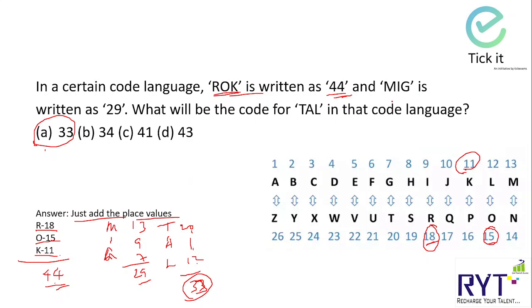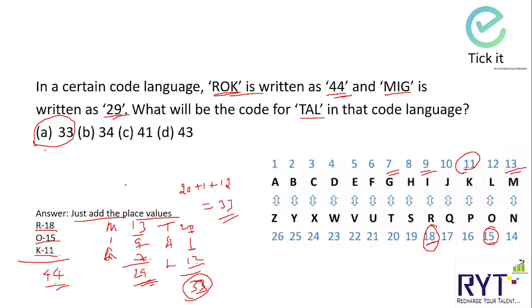Let us verify it is true for the other word as well. MIG. M means 13, I means 9, G means 7. So 13 plus 9 plus 7 gives us 29. So MIG is 29, and the logic is absolutely fine. We will apply the same logic for TAL. T means 20, A means 1, L means 12. So 20 plus 1 plus 12 gives us 33. So 33 is the right answer for this question.